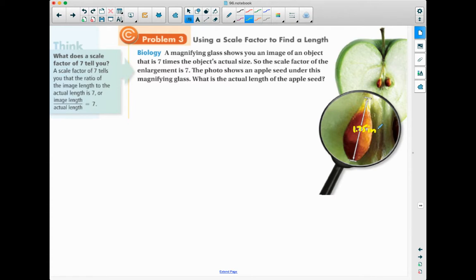All right, a magnifying glass shows you an image of an object that is 7 times the object's actual size. So the scale factor of the enlargement is 7. The photo shows an apple seed under the magnifying glass. What is the actual length of the apple seed?